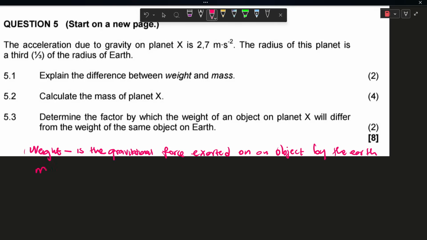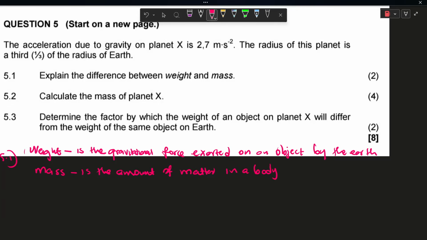And then now let's go to mass. We want to give the difference between the two. What is mass? Mass is the amount of matter in a body. In a what? In a body. You should know these two. All right, that is 5.1.